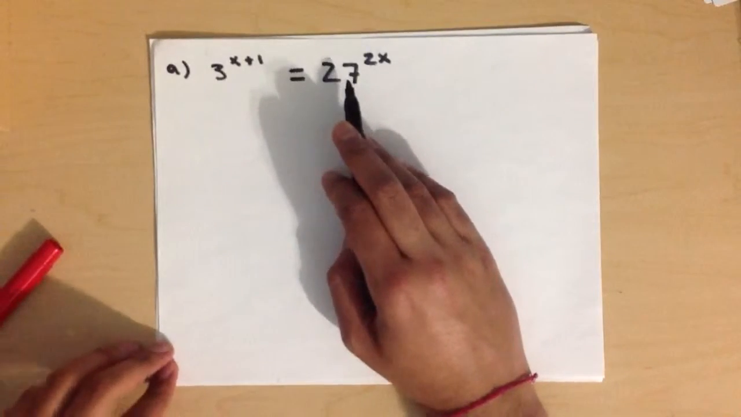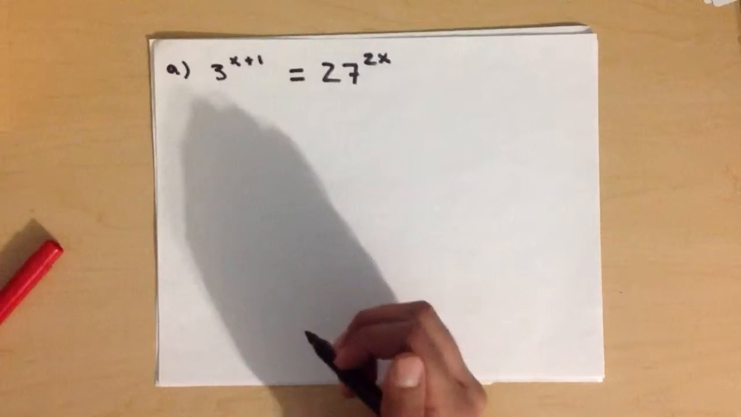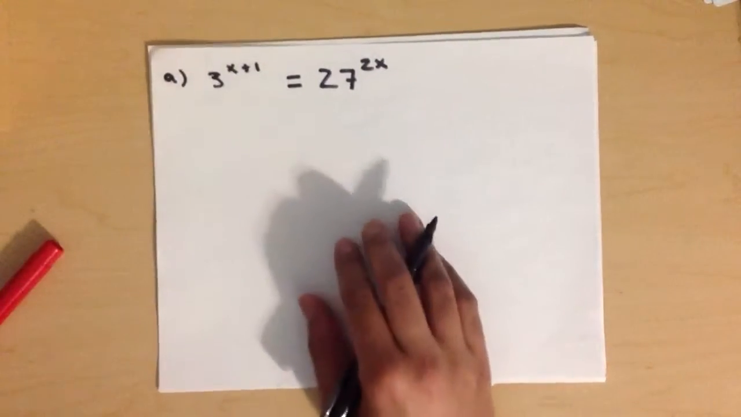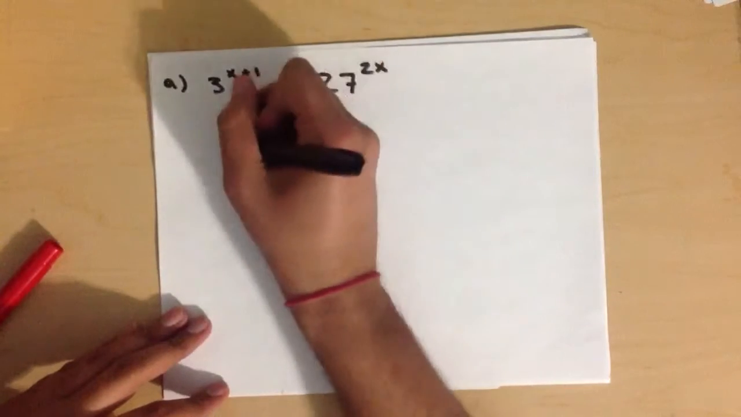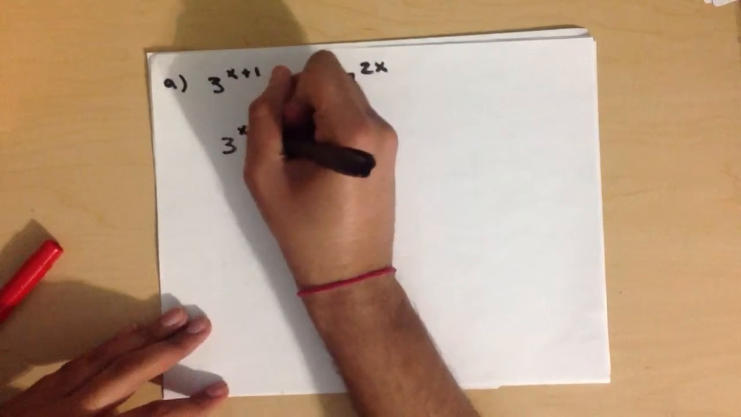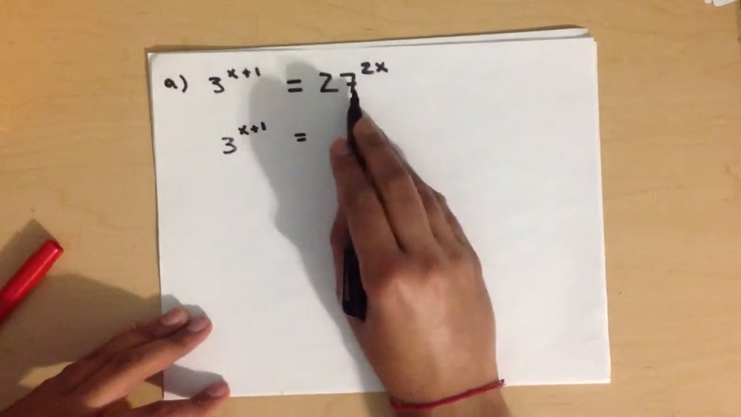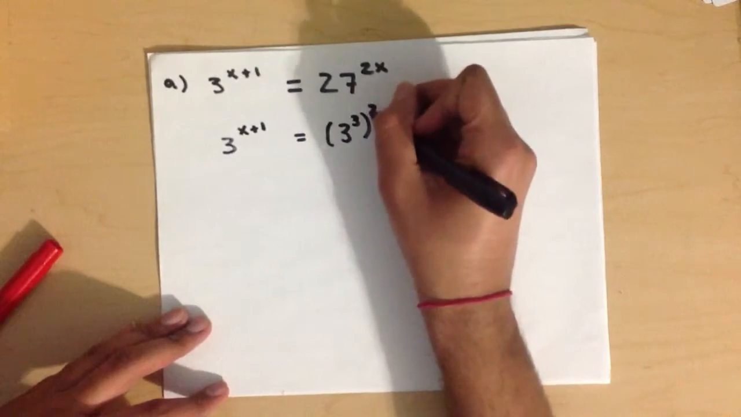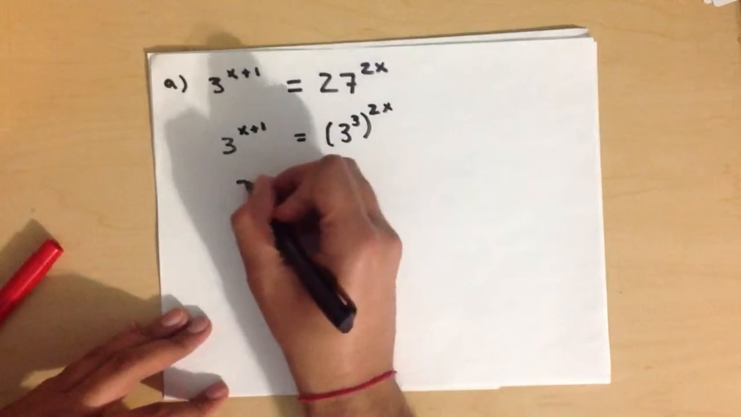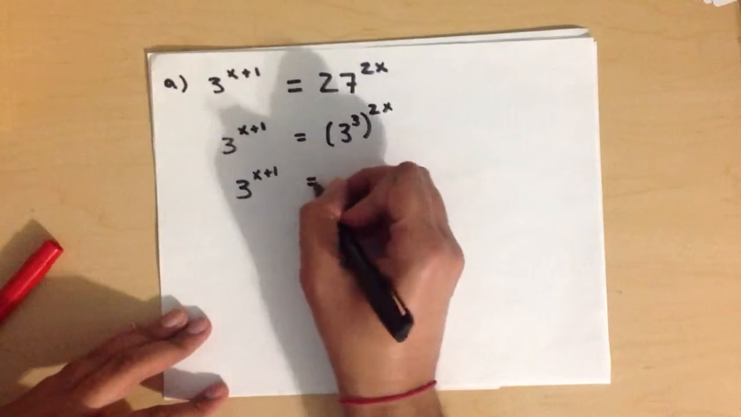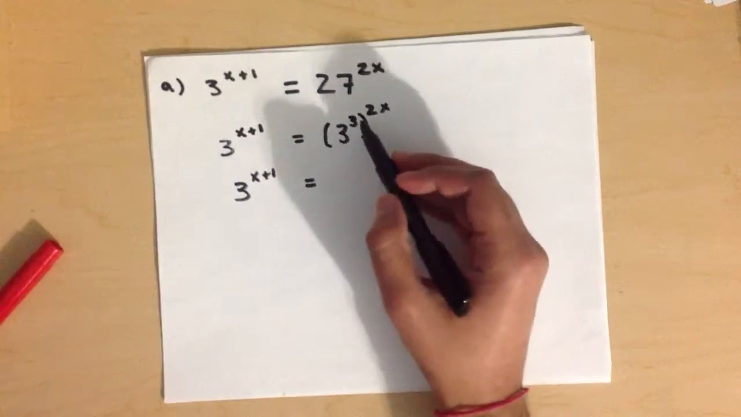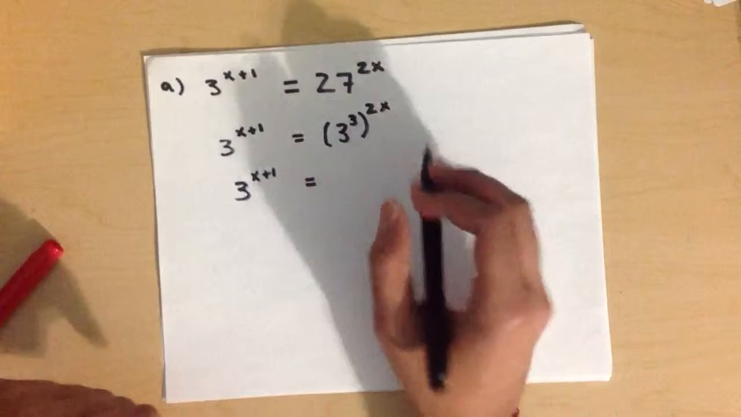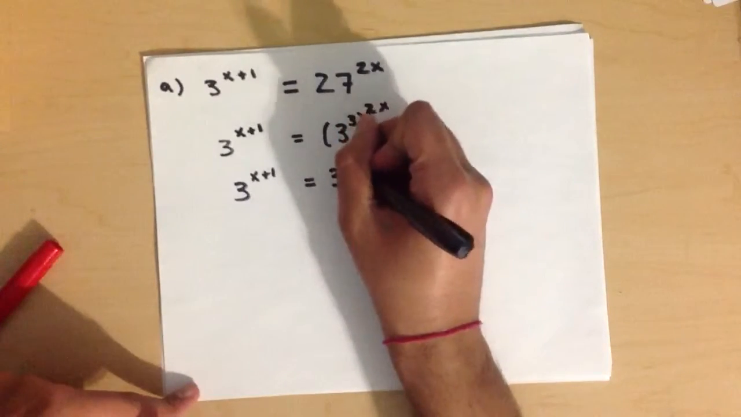If we were to solve this prior to learning logarithms, what we would have done, first of all, is try to put these in the same power, so in the same base. So we can write this expression as, this is still going to be 3 to the x plus 1. That's going to be equal to, because 27 can also be written as 3 cubed, 3 cubed to the 2x. Now the next line is 3 to the x plus 1 is going to be equal to, now one of our exponent rules is when you have powers to powers, you have to multiply them. So 2x times 3 is going to give you 6x. So that's going to be equal to 3 to the 6x.